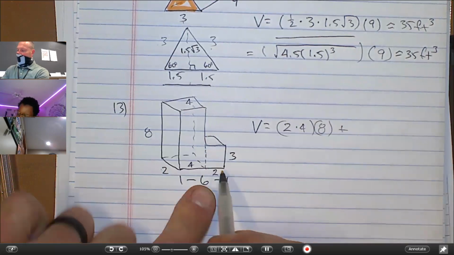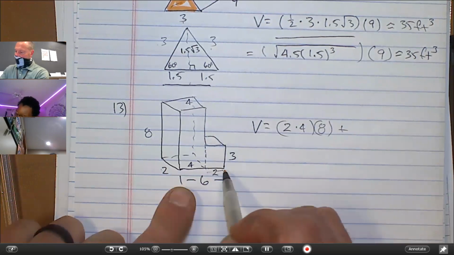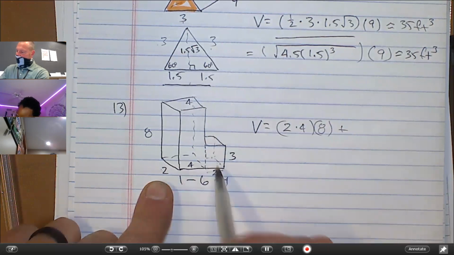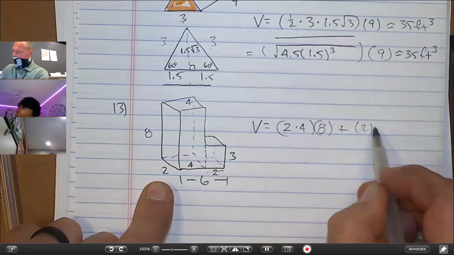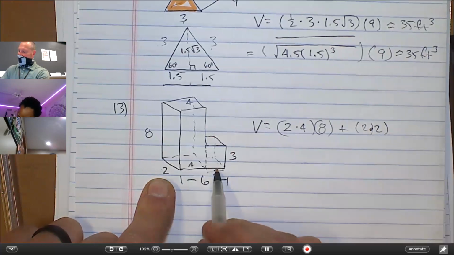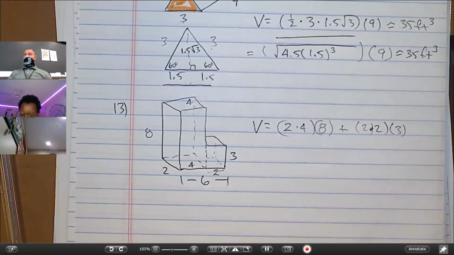And then we come over here and do the same thing on this smaller one. We've got 2 this way and 2 this way, you can see. So that's 2 times 2. Should have probably put that all in one thing. 2 times 2 for the base of this, times 3. So when you get a composite figure, you simply break it up into 2 things you know how to find the volume of, find the volume of each, and then add them back together. It's probably common sense, but it's okay.